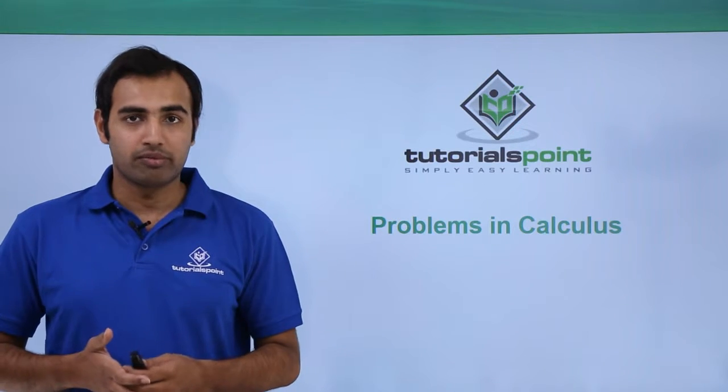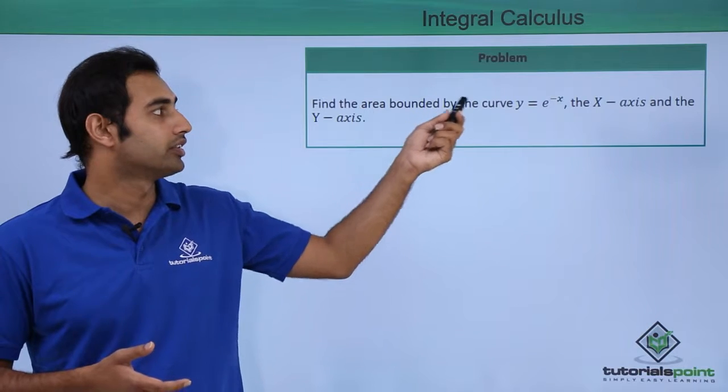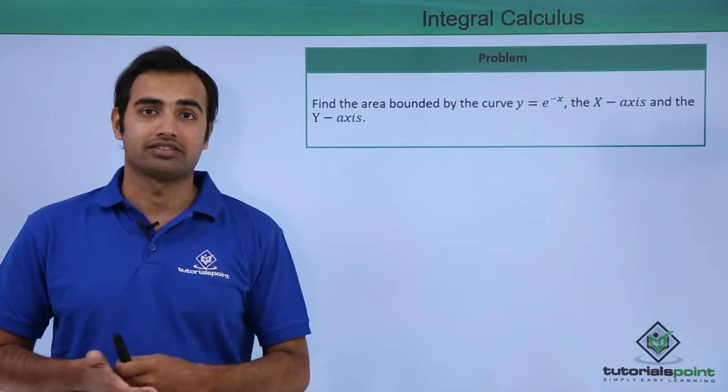Let's talk about the next problem in calculus. Over here, we have to find the area bounded by the curve y is equal to e raised to power minus x with the x-axis and the y-axis.